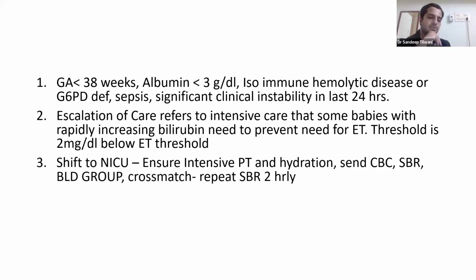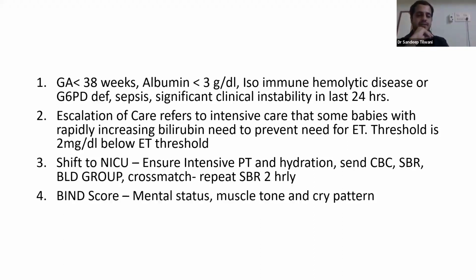So how do we manage such babies who need escalation of care? We shift such babies to NICU and start intensive phototherapy. We ensure good hydration and send baseline investigations to look for a fall in Hb or a rapidly increasing bilirubin, or cross match if needed. We keep blood ready. And after intensive phototherapy and hydration, maybe after 2 hours, we have to repeat the bilirubin. If it is still rising, we have to go for exchange transfusion. If it has started to decrease, maybe we can continue with intensive phototherapy.